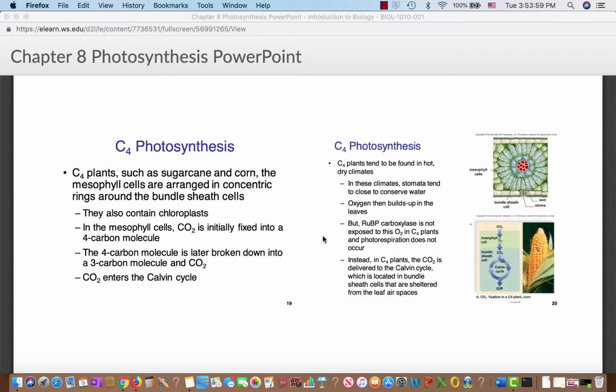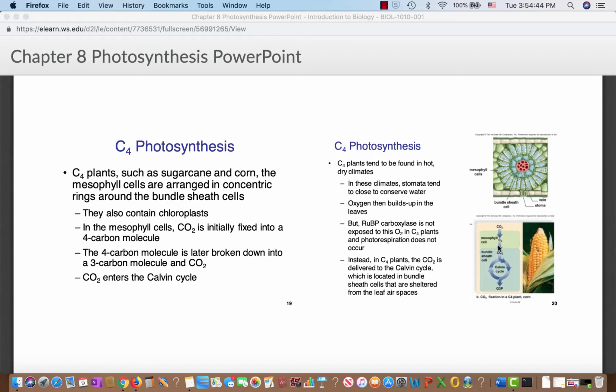They have a slightly different process. C4 plants are things like sugarcane and corn. The mesophylls are arranged in concentric rings around the bundle sheath, and they do contain chloroplasts. In the mesophyll cells, CO2 is initially fixed to a 4-carbon molecule. So there's this extra little step right here, which is then later broken down into a 3-carbon molecule and CO2, and then the CO2 enters the Calvin cycle. The nice thing about this is you're not dumping oxygen where you're trying to do your Calvin cycle. You have this extra step that physically separates the two.